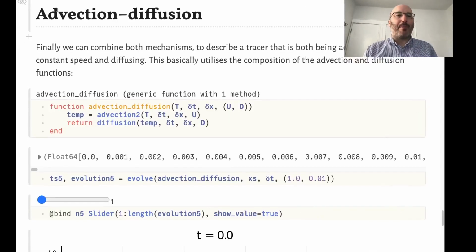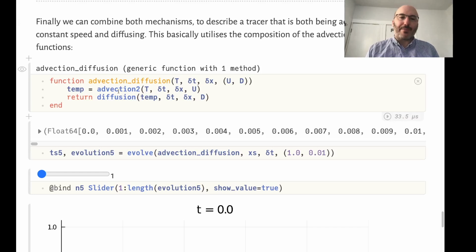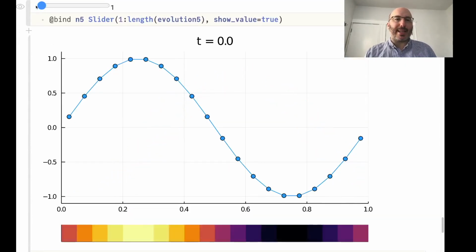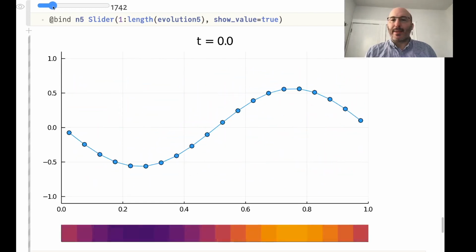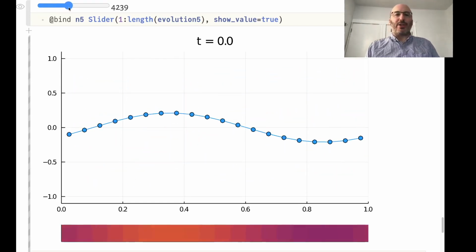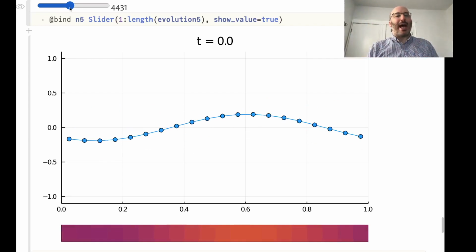And finally, we can combine both advection and diffusion. This is basically a composition of functions of the advection and diffusion operators. And what we see is that the profile moves along and decays. So it's this combination of these two effects. Actually, just like we had using the very first algorithm, since that actually has an effective diffusion built into the method, it turns out.